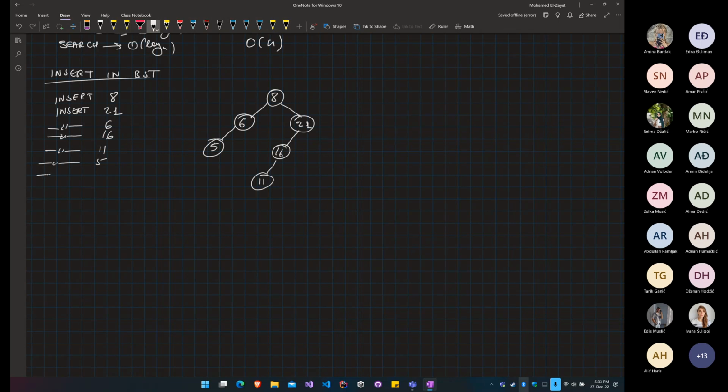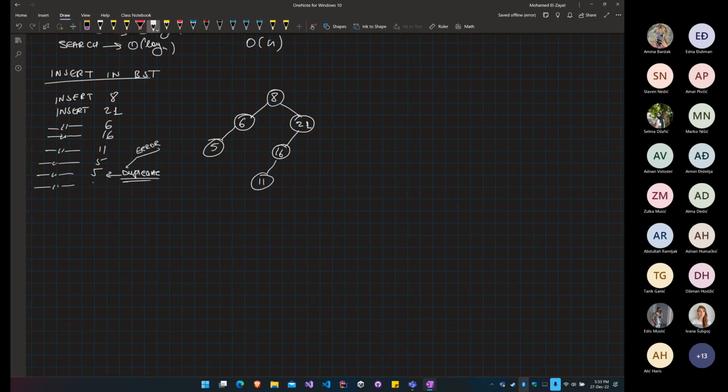Let's insert 5 again. Now here's the interesting part. This is a duplicate. Now you could allow such a thing or not. For example, in this case, I will not allow it. So this is invalid. I will not allow it. So here, throw error. There we go. Error. Now let's move on.